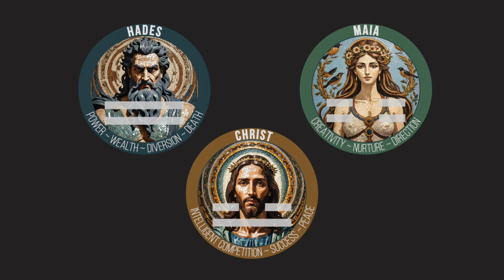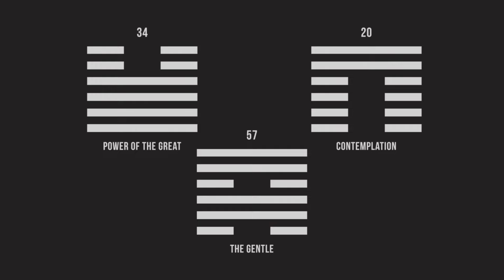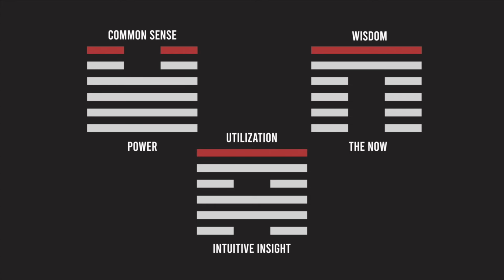We're going to have 5 more minutes here, and we can take a break after this. Think about these 3 hexagrams, these 3 gates: the gentle and the power of the great in contemplation. How do we integrate those 3? Intuitive insight, power, and the now. And of course, we have to look at the 6 lines of all these. This is going backwards; this is what's coming online. So we get these 3 interesting keynotes.